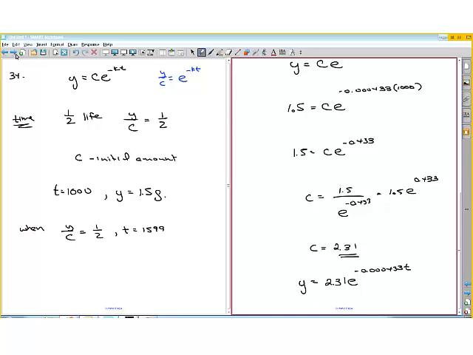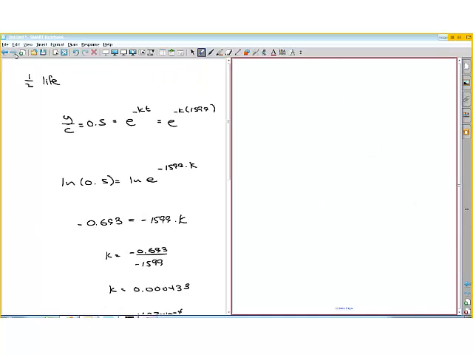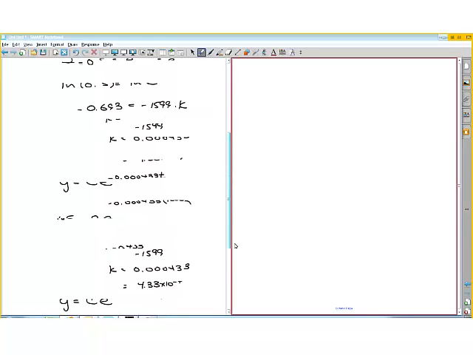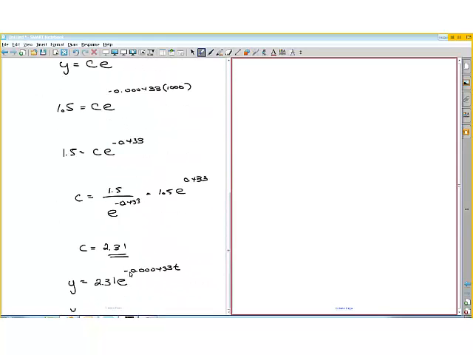Okay. And then the last part is going to be, what is it at 10,000 years? So we don't have to do anything too special there. We just go here and plug in t equals 10,000. So we get 2.31 e to the minus 0.0000433 times 10,000. And that's just a matter of plugging in the calculator.